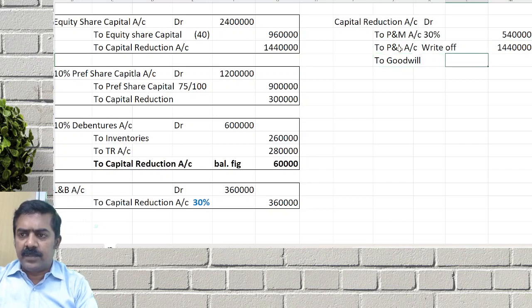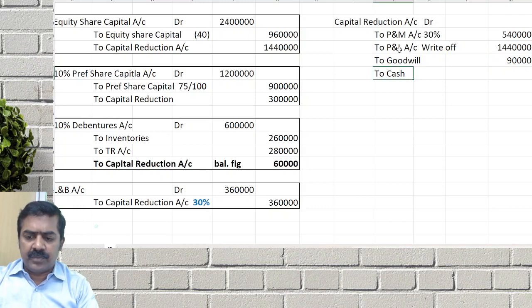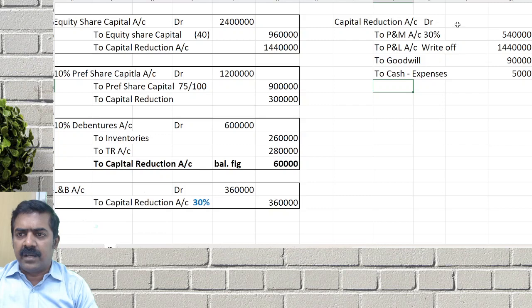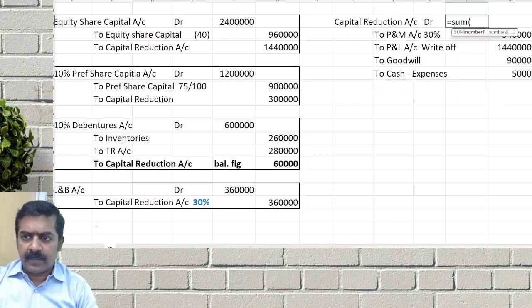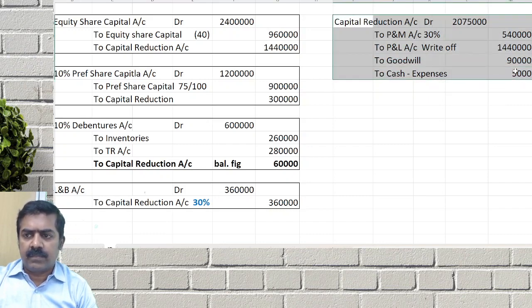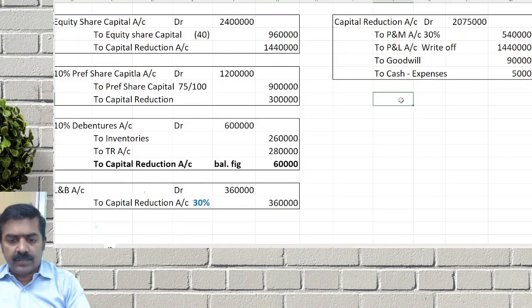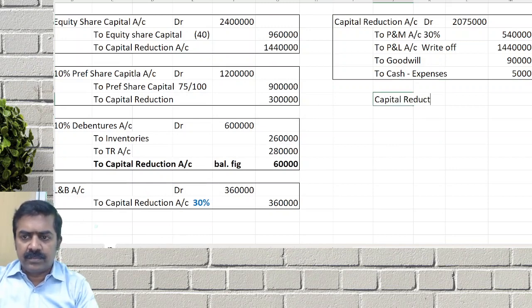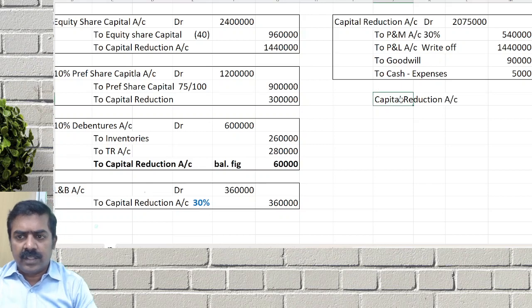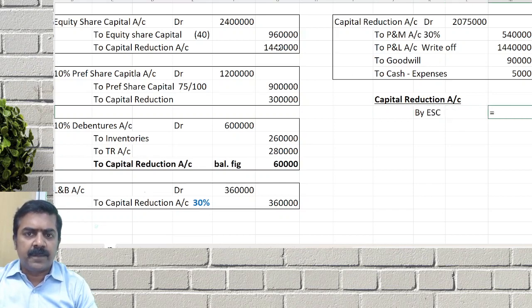Eliminate goodwill, intangible asset goodwill. Balance sheet has 90,000, eliminate. Cash for expenses. We can pass a separate entry also or a combined entry also. Anything is fine. Then prepare which account? Capital reduction account. By equity share capital, this amount reduced.